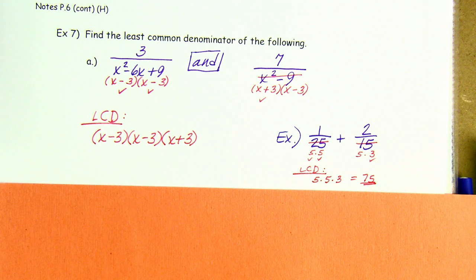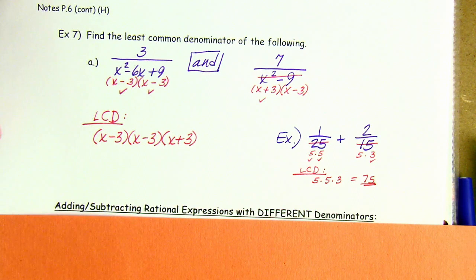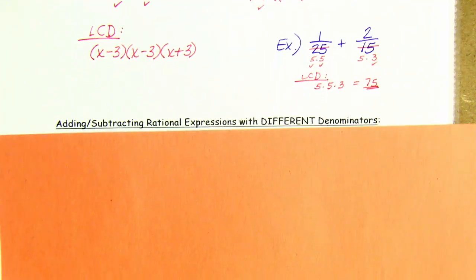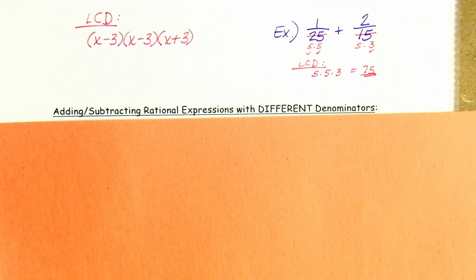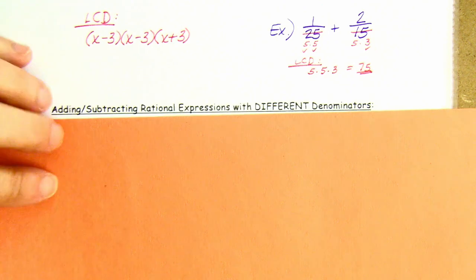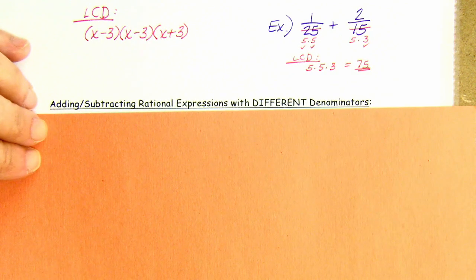Okay, now we're going to take a look at adding and subtracting rational expressions with different denominators. Now, these denominators we are going to have to factor. So they're different than the ones we did before. Those other denominators were prime. We didn't have to factor. We just had to get a common denominator.